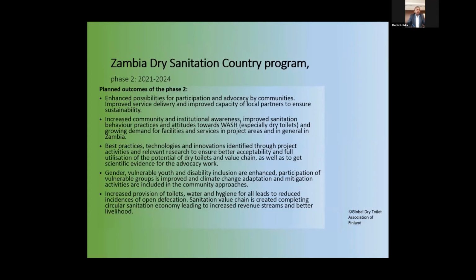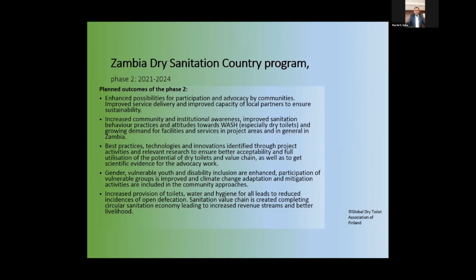So the Phase 2 planned outcomes of the Zambia Dry Sanitation Country Program is to enhance possibilities for participation and advocacy by the communities. That's improve service delivery and improve capacity of the local partners to ensure sustainability. Then we seek to increase community and institutional awareness. That's improve sanitation behavior practices and attitudes towards WASH, especially towards dry toilets, and growing demand for facilities and services in project areas and in general in Zambia.